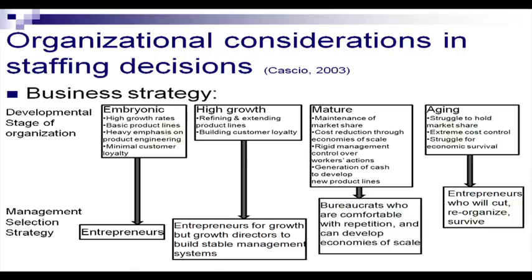High growth. The second stage of the organization is high growth. You've settled, you've stabilized as a new organization. Now you're looking for very steep growth. At that point, we need entrepreneurs for growth, but growth directors to build stable management systems. We not only need people who are very high energy, we also need people who can provide stability to the organization. We also need people who can give a direction to the energy that the entrepreneurs bring in, so that the organization does not slip back. We need people to help chart a course. So we need such people.